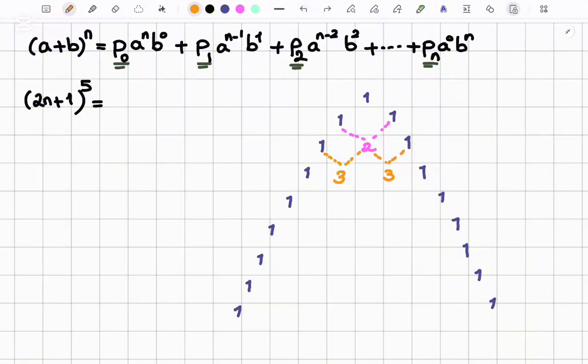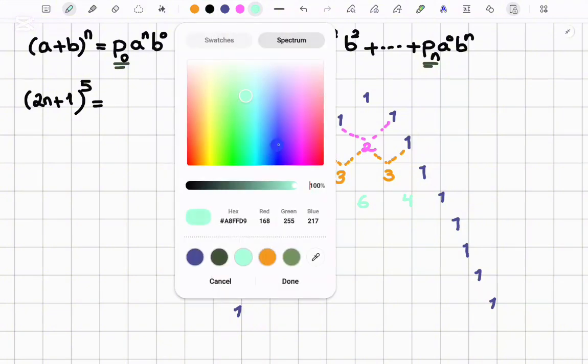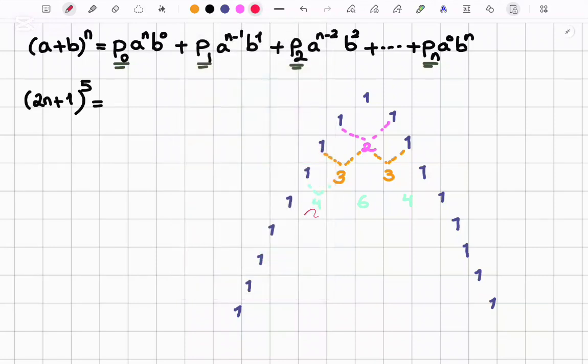After this, 1 plus 3, you add it and write it over here, 4. 3 plus 3, 6. And 3 plus 1, 4 again. Okay, and then you're going to continue. I'm going to need more colors, so I'm going to go over here. So 1 plus 4 is going to be 5. 4 plus 6 is going to be 10. 6 plus 4 is going to be 10. And then 4 plus 1 is going to be 5. And you know that I can continue this forever.